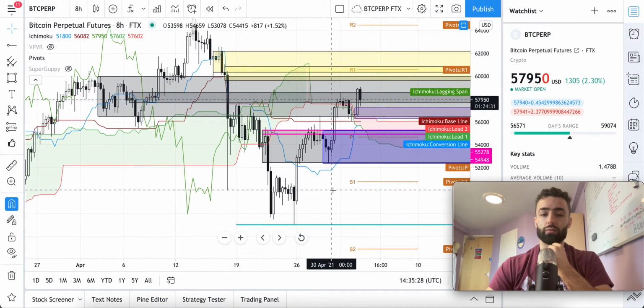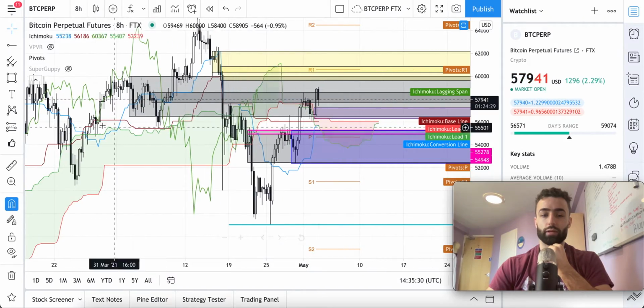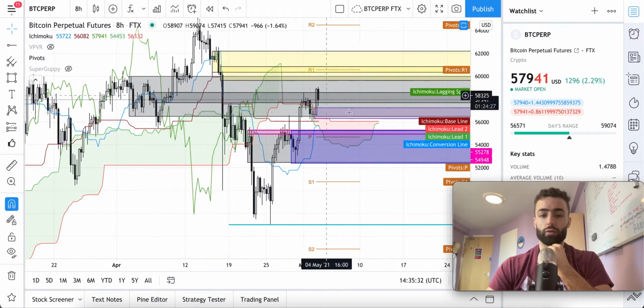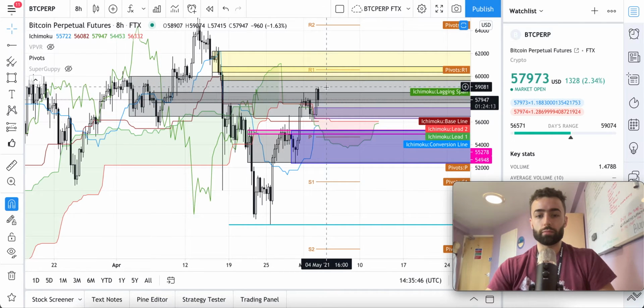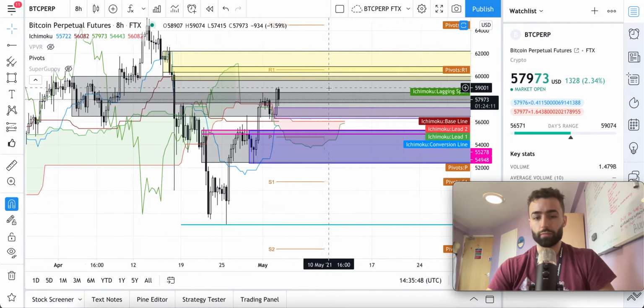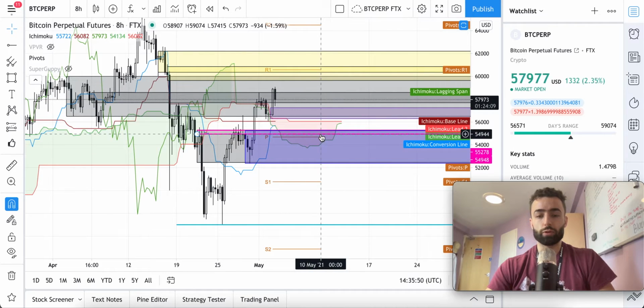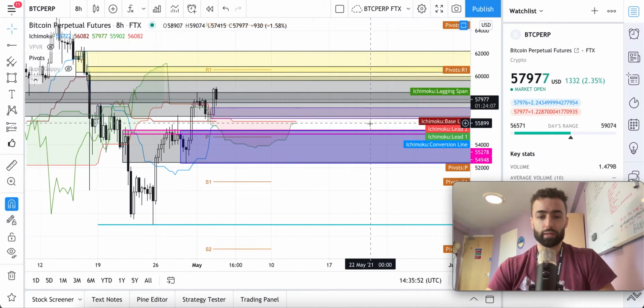But you can see that we've had this consolidation period, this whole range where the cloud was just kind of a mess, and then we went up. We came into the Kijun, rejected off of it, came through it. Now we're pushing up and trying to really develop some bullish price action here. So we'll see what ends up happening with the Ichimoku cloud in the coming days. That's something I'm keeping an eye on.